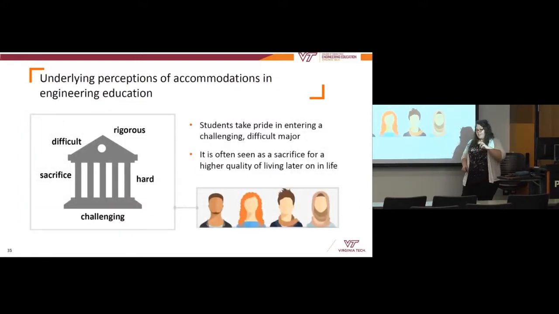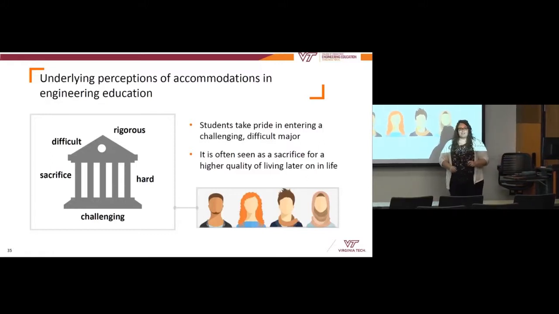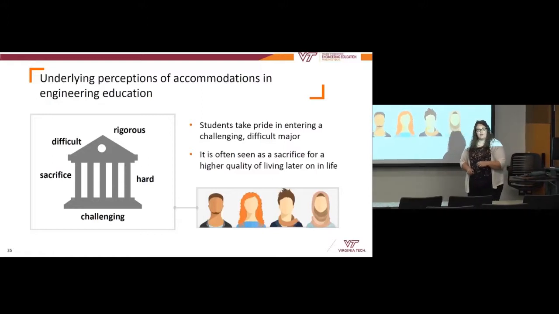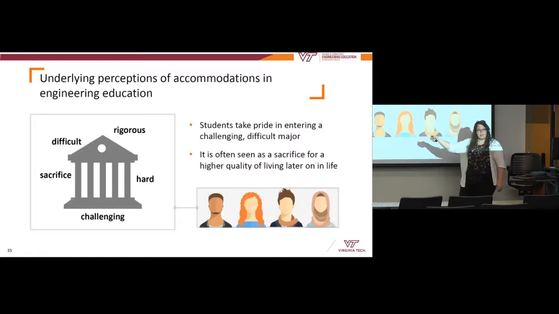And so this whole concept of cheating and engineering being hard, these are things that we're really starting to question in our study: how we as departments, how we as faculty, how we as students, how all of us conceptualize what it is to be an engineer and what engineering is in school. So the words that you see here are actual words that the students in the study described engineering as. You know, what did you think about civil engineering before you started? Oh, it's challenging, it's hard, it's difficult, it's rigorous.